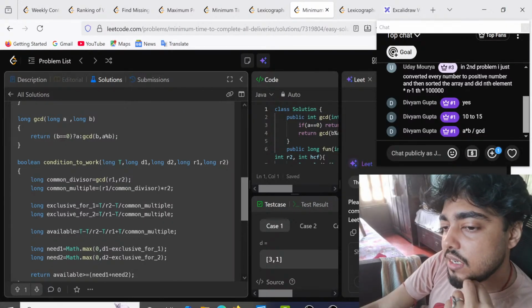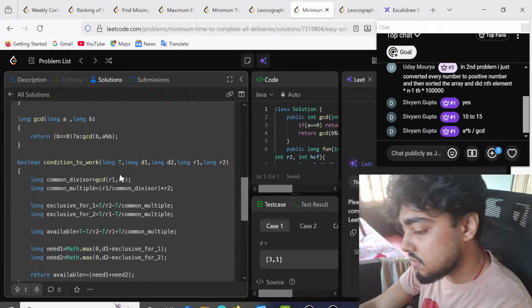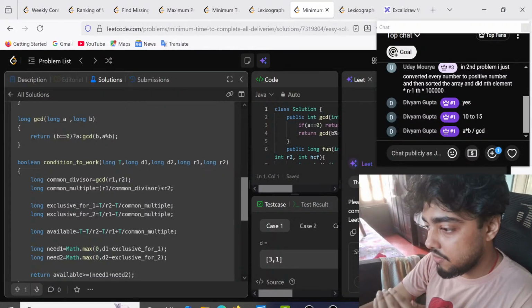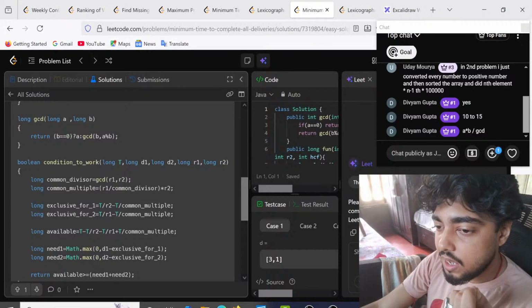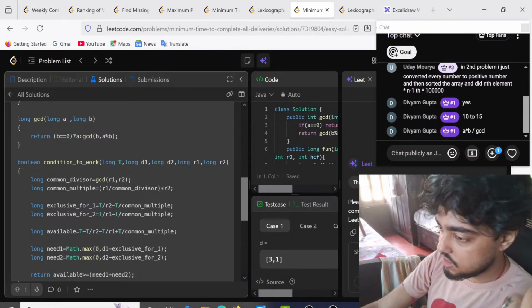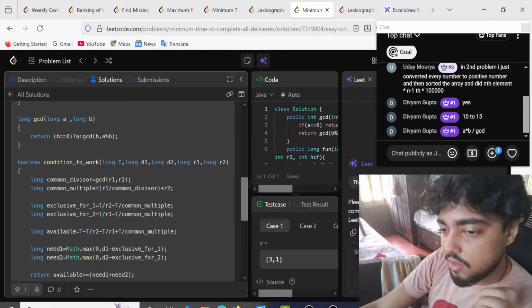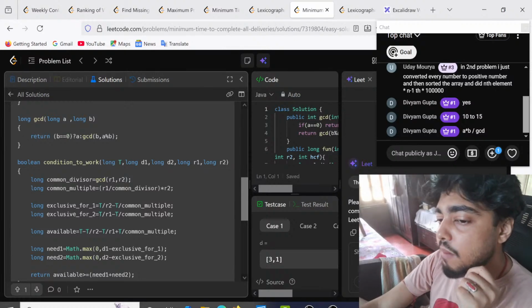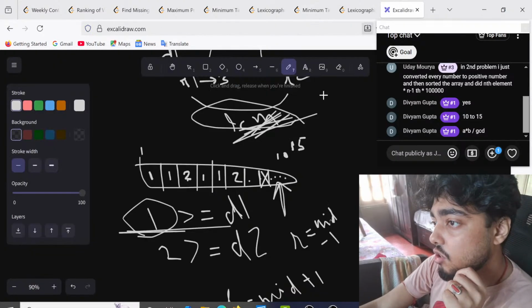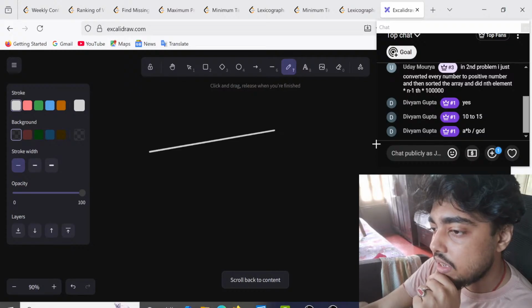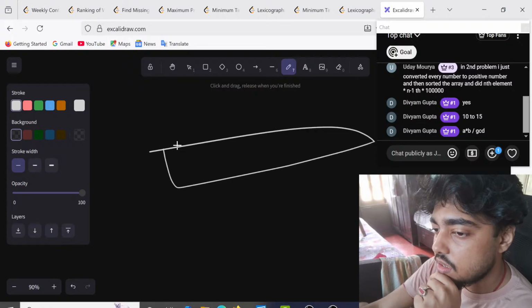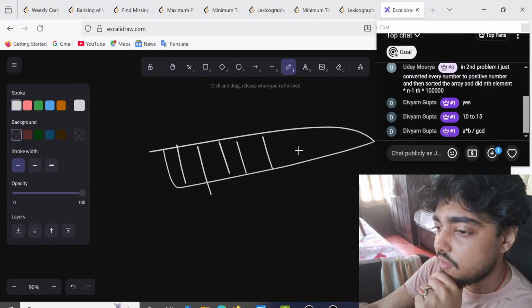Why T? T is the time that we are currently thinking of as the answer. So let's say I would take 6 hours, so T is 6. I would take 7 hours, T is 7. That by R2. Why R2? Because let's say you're having seven slots: 1, 2, 3, 4, 5, 6, 7.